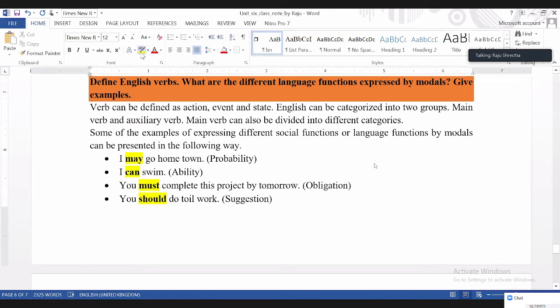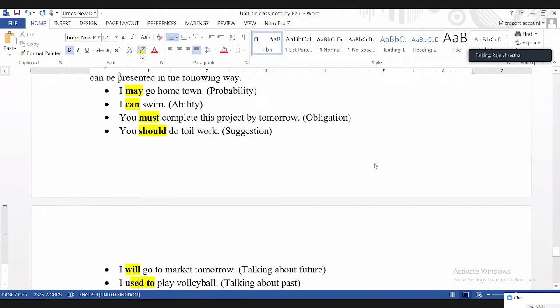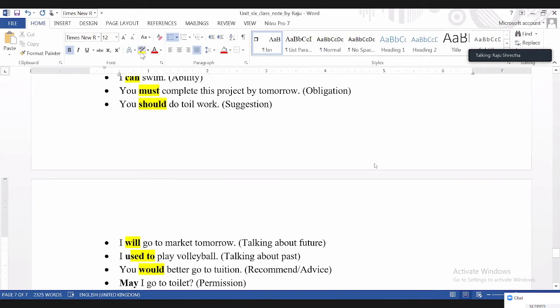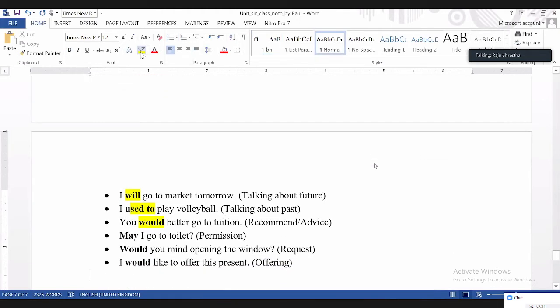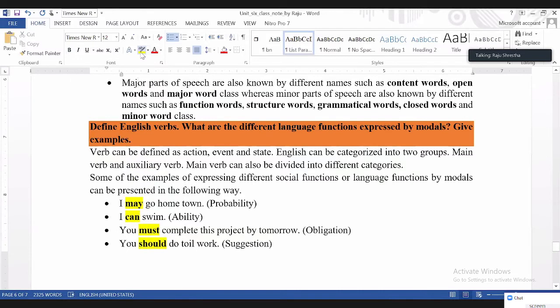Like in the first sentence, I may go hometown: probability. I can swim: ability. You must complete this project by tomorrow: obligation. You should do hard work, toil work: this is suggestion. I'll go to the market tomorrow: talking about future. I used to play volleyball: this is talking about past. You'd better go to tuition: recommendation or advice, suggestion. May I go to the toilet? Permission. Would you mind opening this? Request. I would like to offer this present: offering. So these are different functions we see when we use modals in English sentences.